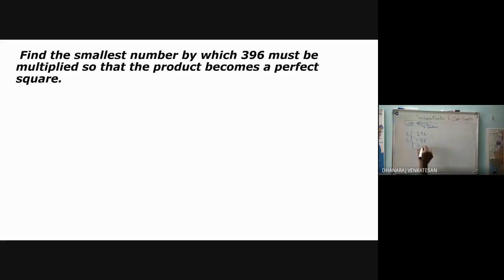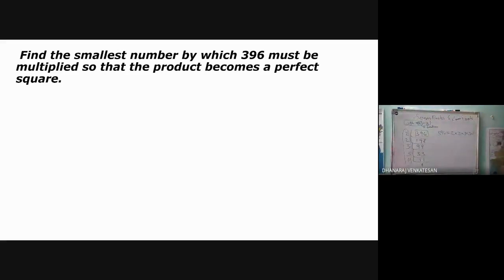You can't take 9 table. 3 times, 3 times. Again 3. You will get 11, one time. These are the factors for 396. You can write 396 as 2 into 2 into 3 into 3 into 11.